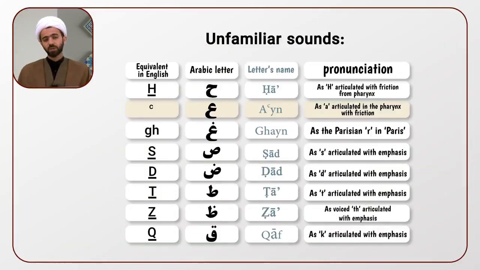The second unfamiliar consonant is ayn. We don't have such a thing in English. This is also articulated in the pharynx with air friction, like what you say in Arabic, al-ilm. So ayn is the name of the sound a, like ha was the name of the sound h. So these are two unfamiliar consonants.